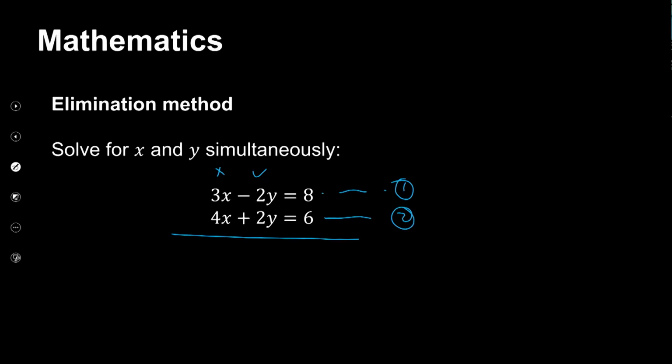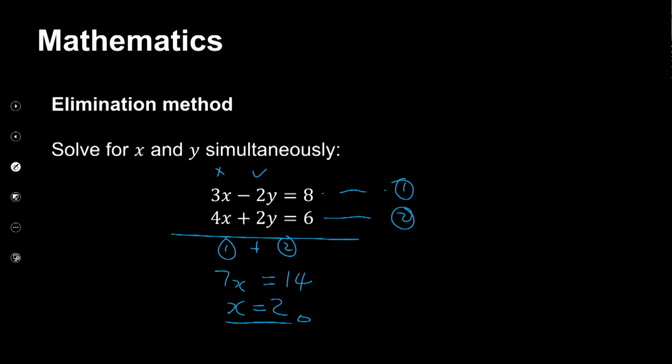Most of the time, that's really easy for you to do because you can just say equation 1 plus equation 2, because it's a language, guys. You need to communicate with me and tell me what you are doing because I don't just want to see things, right? So 3x plus 4x will give me 7x, minus 2y plus 2y will be 0, equals to 8 plus 6, which will then be 14. Divide both sides by 7, I get x equals 2.